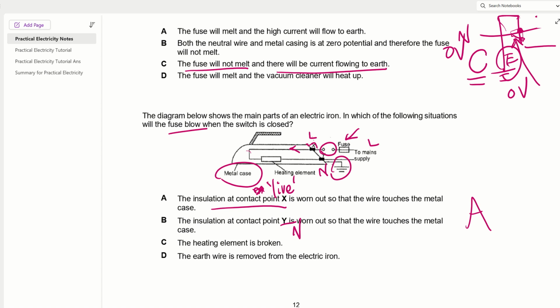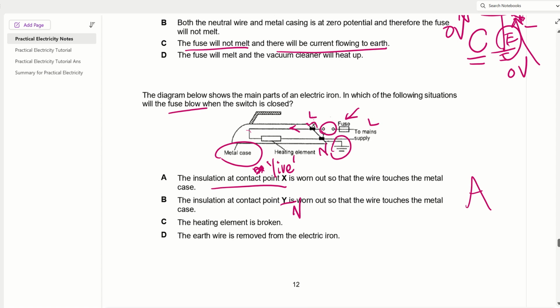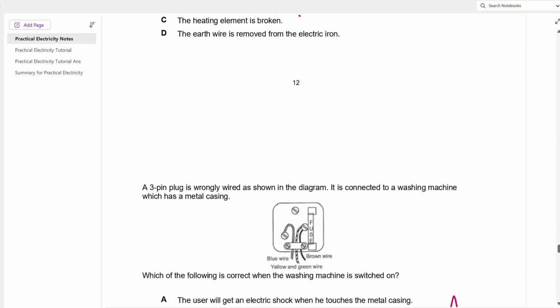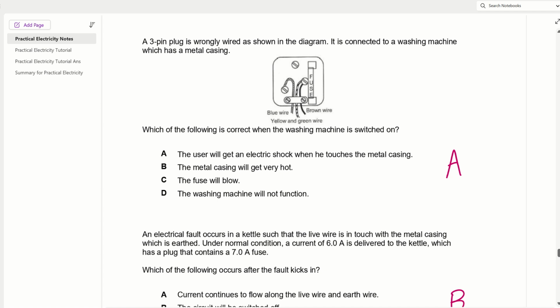It's a bit like our previous example. Now, if the heating element is broken, it will not cause the fuse to blow, because it will just create an open circuit. If the earth wire is removed, it also wouldn't cause the fuse to blow. Next, a 3-pin plug is wrongly wired as shown in the diagram. It's connected to a washing machine with a metal casing.